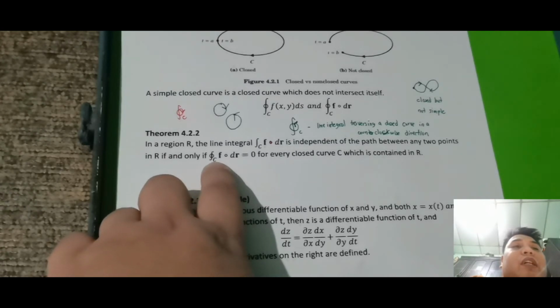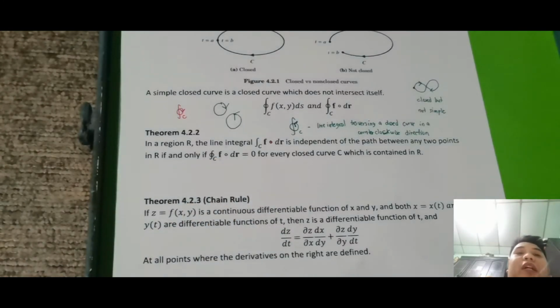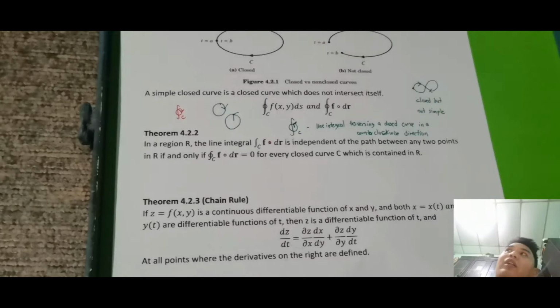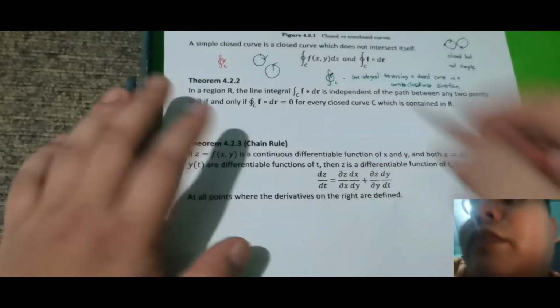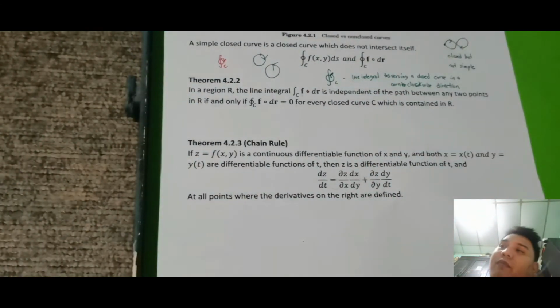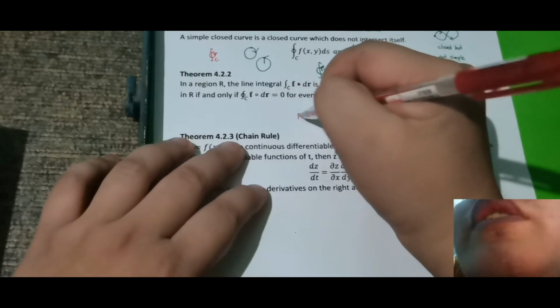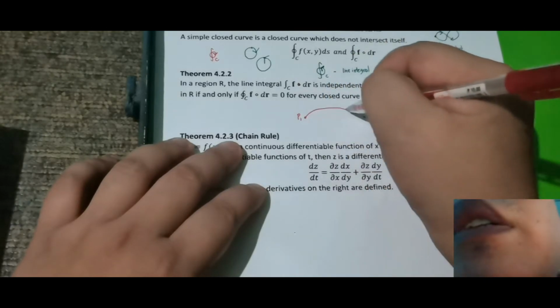the line integral traversing a closed curve, f dot product dr, is equal to 0 for every closed curve C contained in R. So what is Sir pointing out here? Independent of path of any 2 points in R. For example, say I have two curves and two points, P1 and P2.